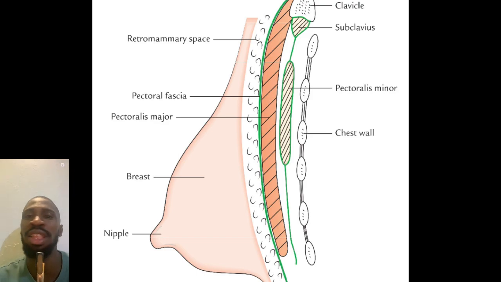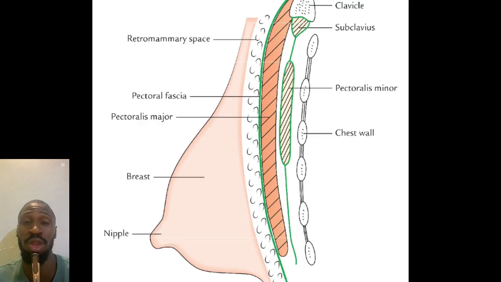Again, it is rudimentary in male, so it is not functional in male, but it is present in male. The ducts are there, everything, but it is not developed due to the presence of testosterone. But in female, due to the presence of estrogen, the breast develops, and it is now a site for production of milk used to feed infants. Don't forget.